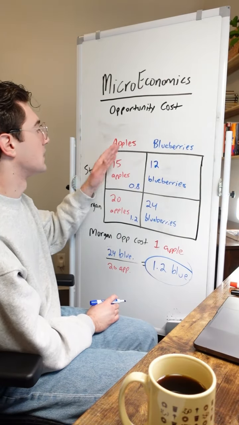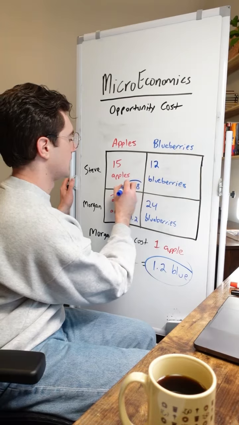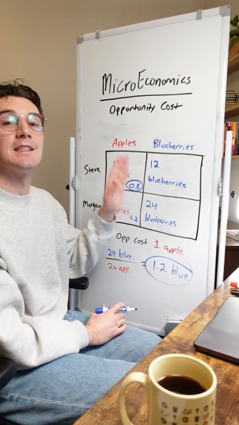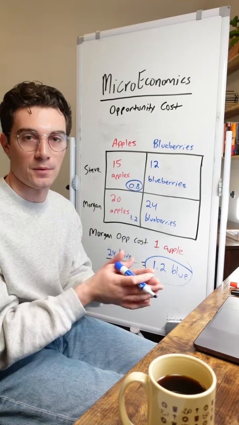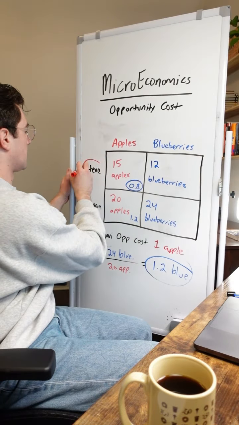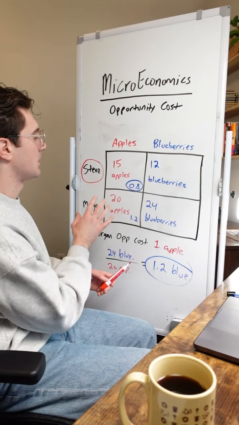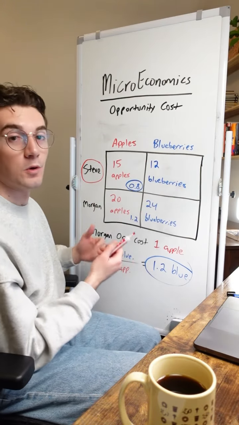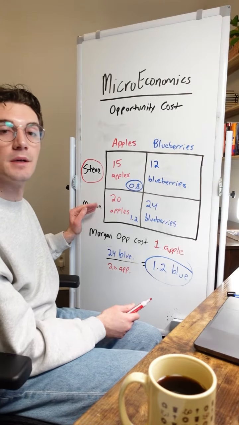So who's got the comparative advantage in producing apples? Steve does. Steve's got to sacrifice less to produce one apple. And in turn, Steve should be the one that produces apples. We're going to do the same exact thing for blueberries. What you're going to find here is that Morgan's going to have the comparative advantage.